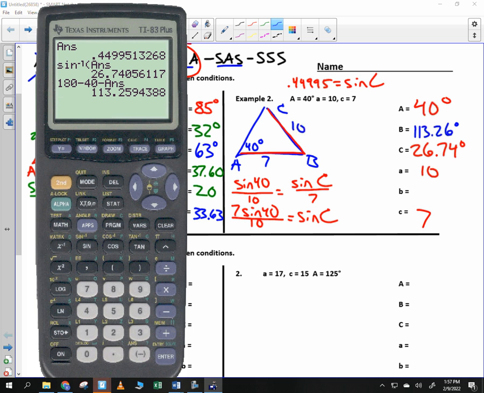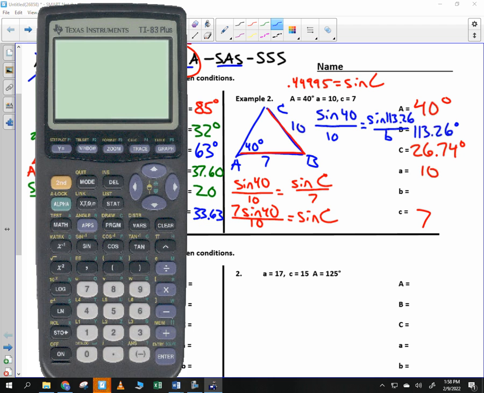Should I use the Pythagorean theorem? No, it's not a right triangle. So I have to set up the law of sines again. Sine of what over what? Good. So as we follow our cross multiplication, I'm going to do 10 times what? Good. 10 times the sine of 113.26. And I'm going to divide by what? Divide by sine of 40.